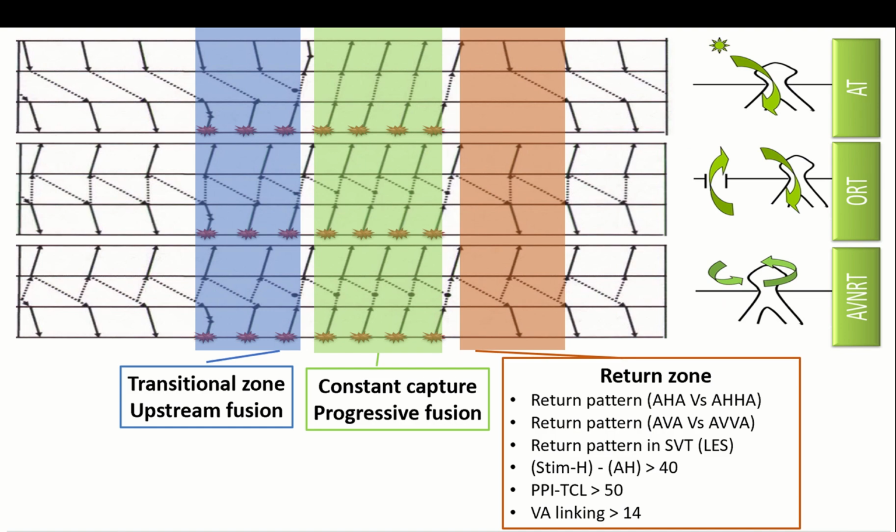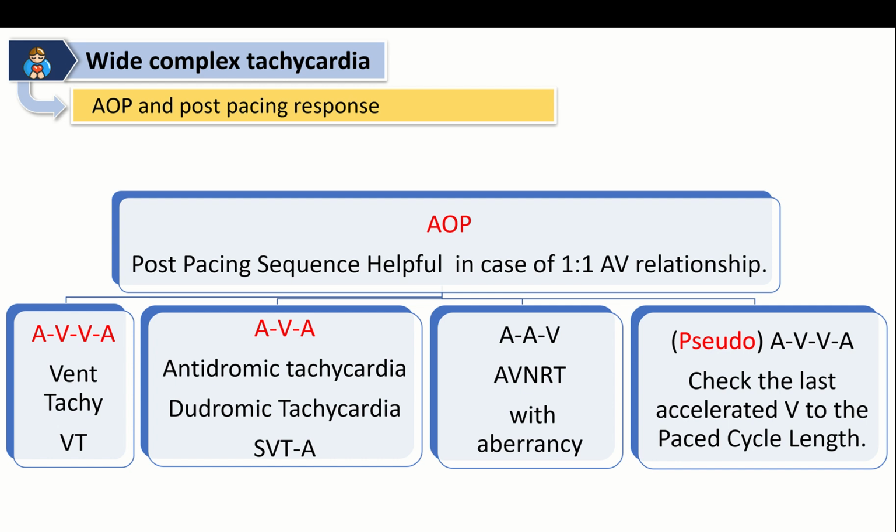Let's go to the second scenario in atrial overdrive pacing, return zone. How beneficial atrial overdrive pacing is in a challenging scenario, wide complex tachycardia. We have to assess the post-pacing response to differentiate, is it VT or not? In case of VT, the response is AVV response. But in SVT with aberrancy or antidromic tachycardia or duodromic tachycardia, dual accessory pathway, the response is AV response.